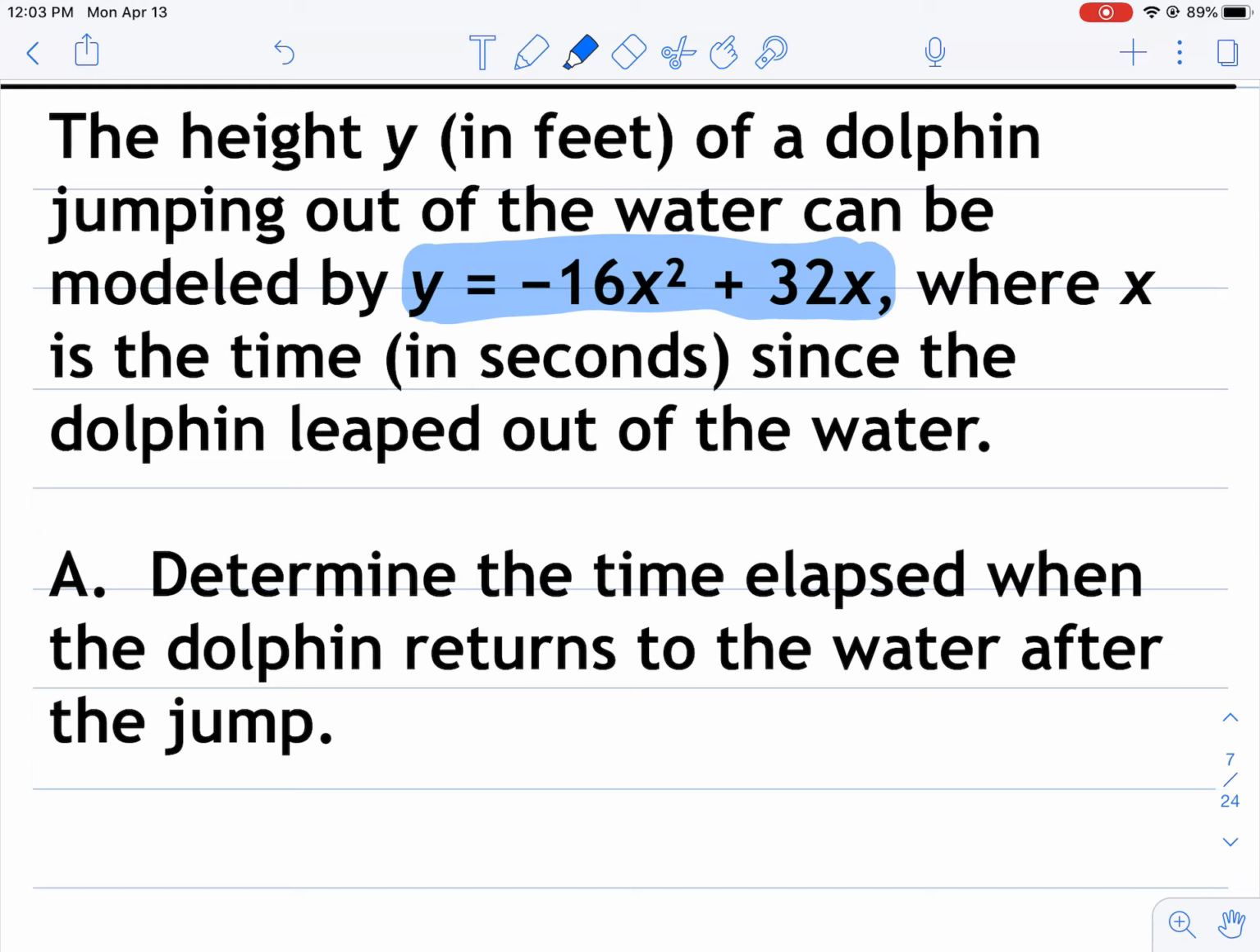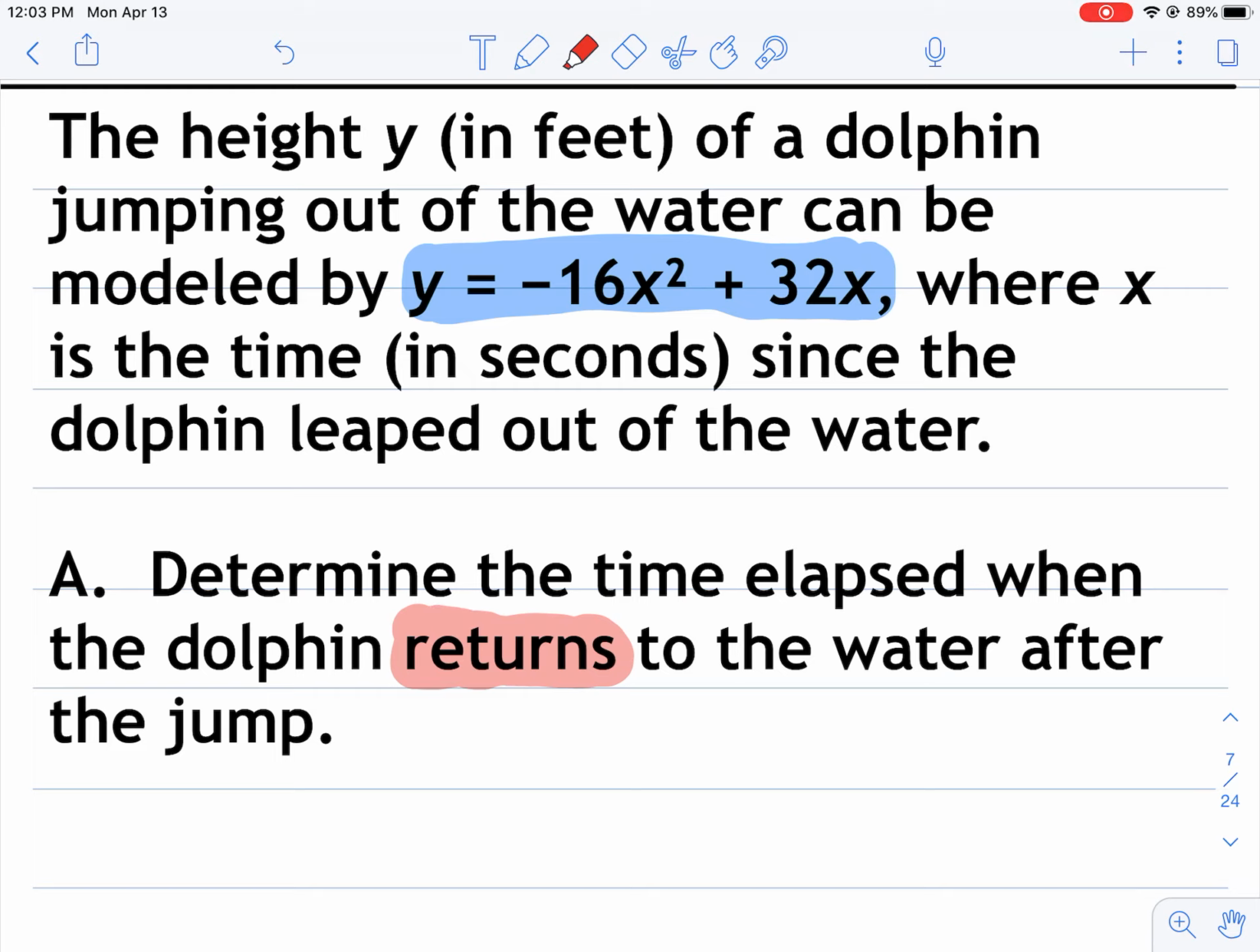All right, so this equation models how high a dolphin leaps out of the water. And what we want to do, first of all, is figure out at what time, or how many seconds pass, when the dolphin returns to the water. So that is going to be our first major task. So there are 2 tasks to this problem.